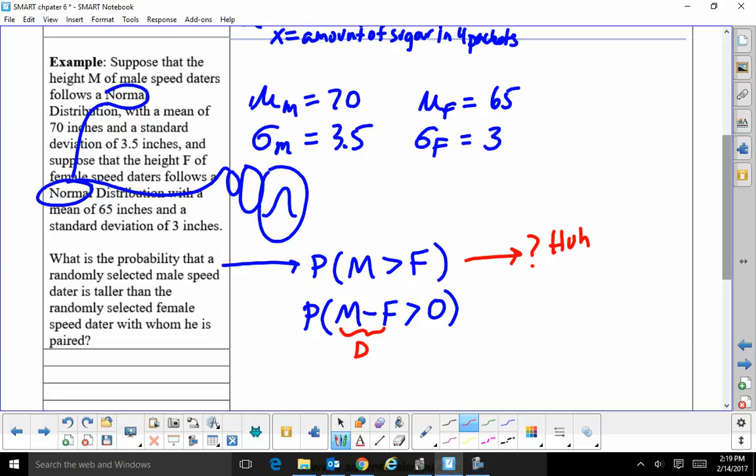So when is the male minus the female greater than 0? So now we are going to need mu sub d and sigma sub d in order to go find that probability. Does that make sense? Is that confusing? So go find those two values.